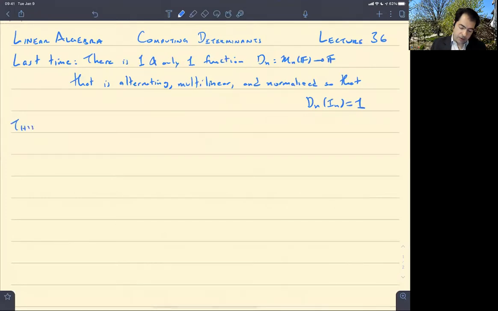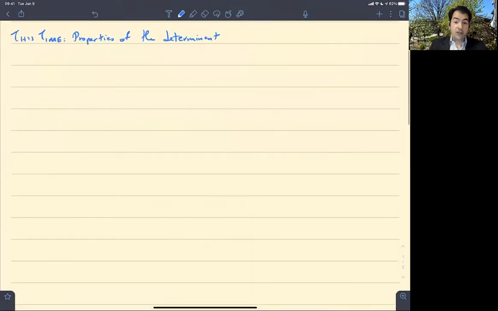This time we want to talk about some properties of the determinant, and in particular, we want to have various ways of computing it. In our proof of existence and uniqueness, we gave one way of computing it inductively. Let's give it a name now: this is the Laplace expansion, named after Pierre Simon Laplace, of the determinant along a row.